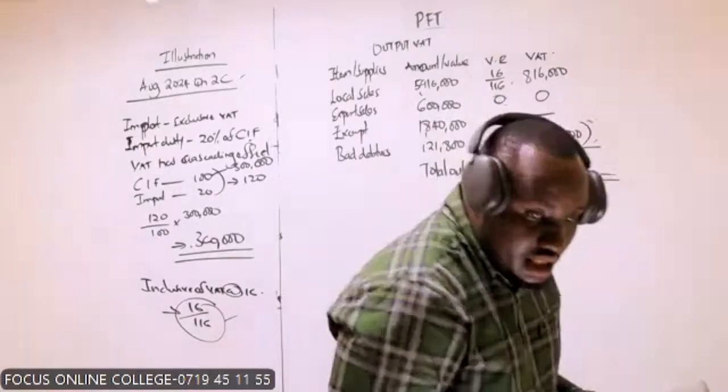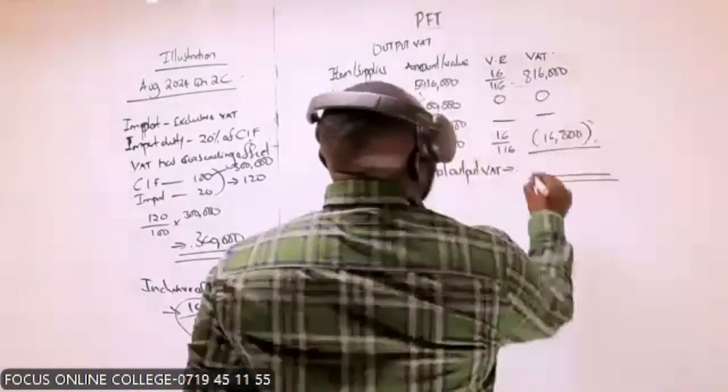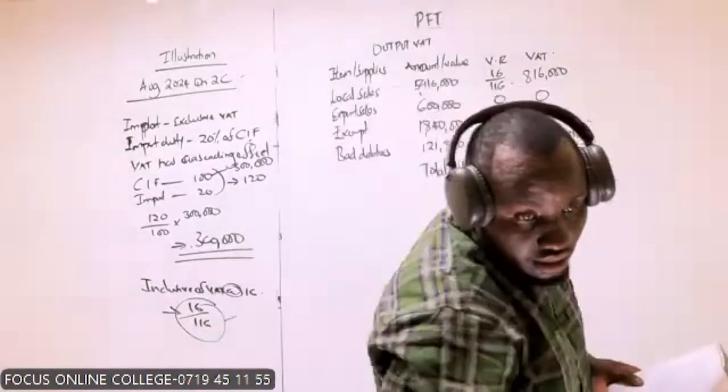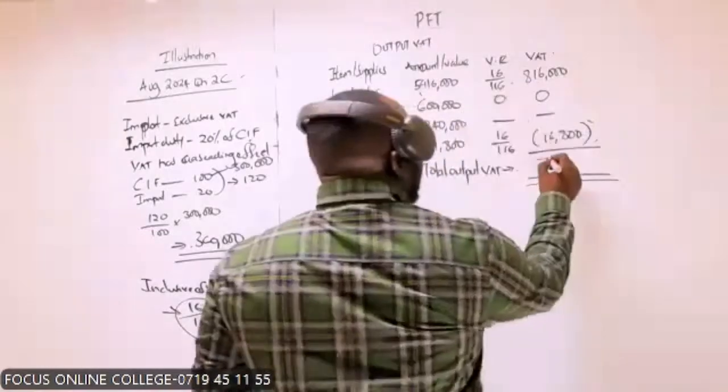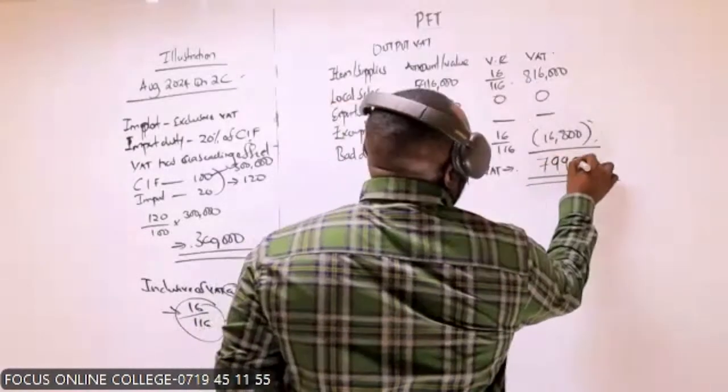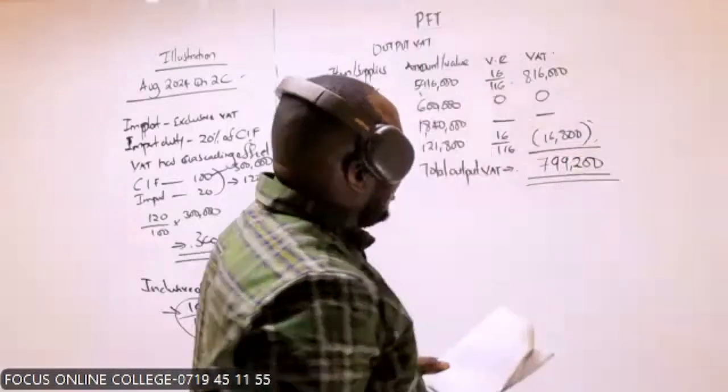So give me that. What is the figure? Somebody gets it. Give it again to me. 799,200. So umefanya kazi mzuri. You can clap for yourself. That's a very good work.